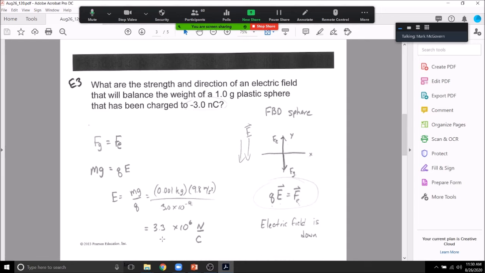Now that seems big, because it is big. You may ask yourselves, well, look, why don't we do this? Why don't we just have things floating all over the place, and let's just crank this electric field up, and let's just make certain things float. Okay, well, guess what? We're talking about a 1 gram plastic sphere. That is tiny, and we can levitate it, but 3.3 times 10 to the 6. The electrical breakdown of air, I believe, is 300,000.